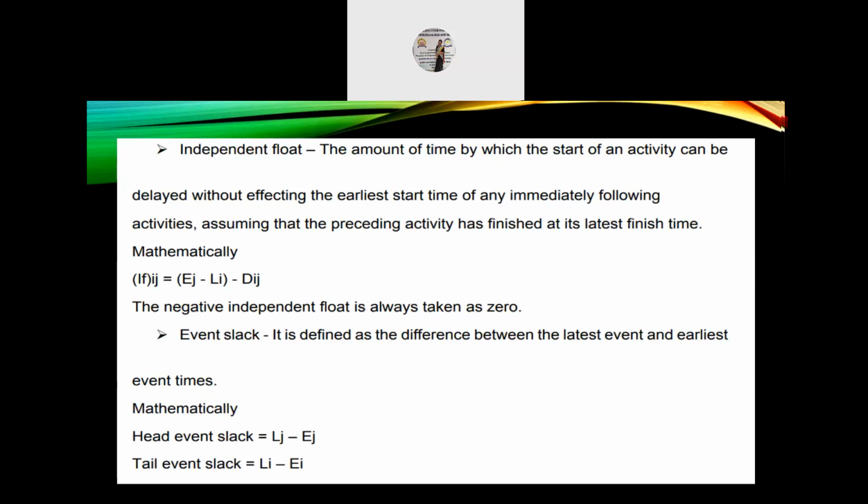Next, event slack. It is defined as the difference between the latest event and earliest event times. Mathematically, head event slack is equal to Lj minus Ej. Tail event slack is equal to Li minus Ei.